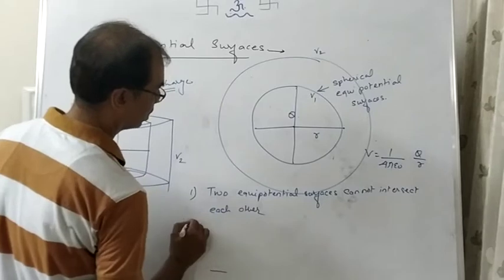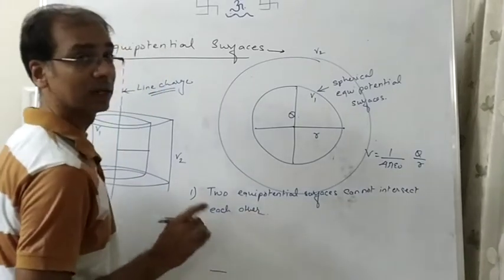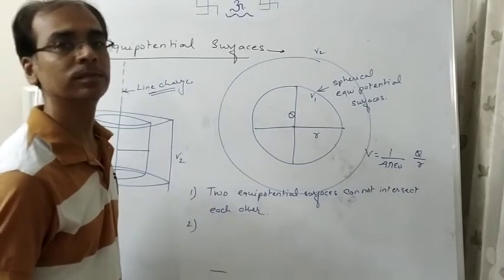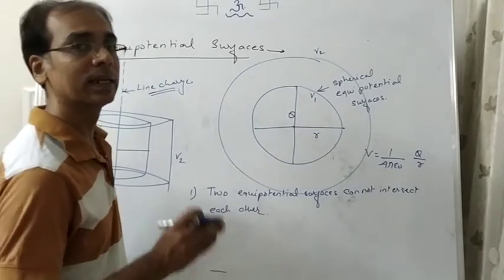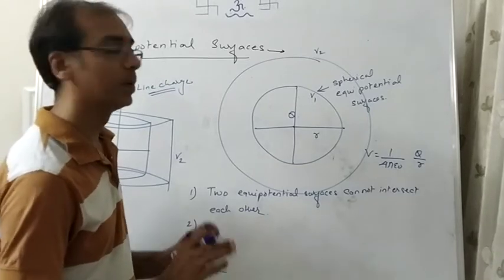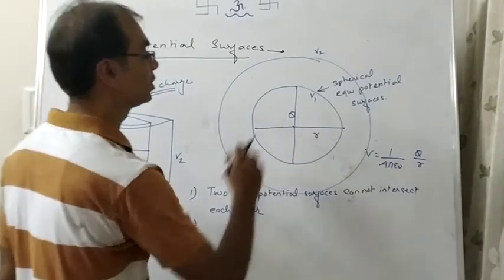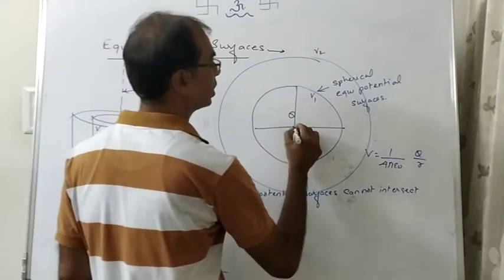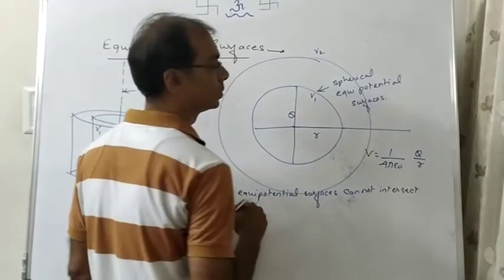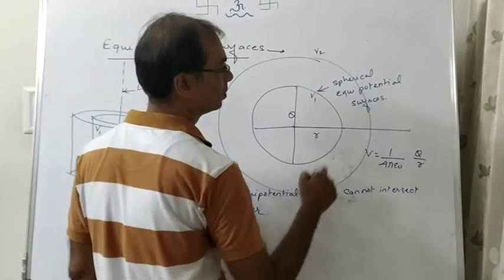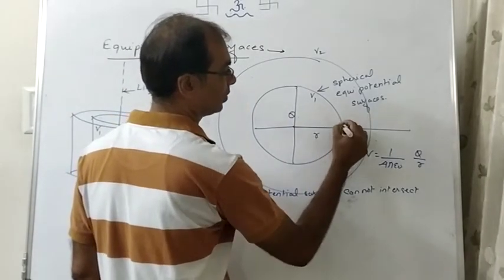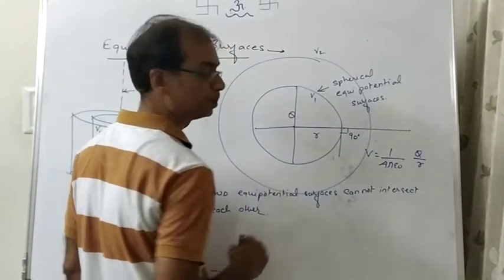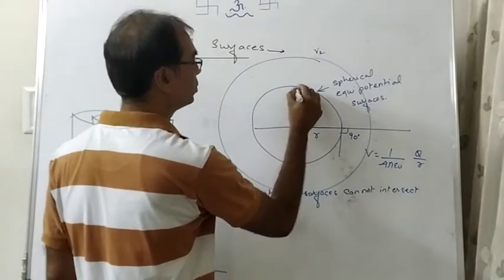Okay. Second point, electric lines of force are always perpendicular to equipotential surface. Let's see in this one. Now I know that if the charge is at the center, then the electric field will be radial, in this direction. And this is the equipotential surface. If I make a tangent over here, see what is the angle? 90 degrees. Same way this one also, you see.